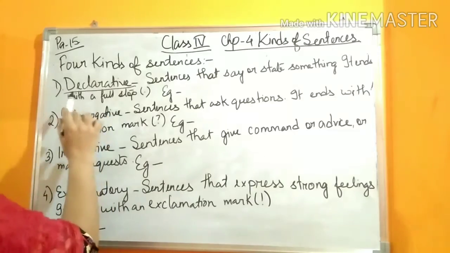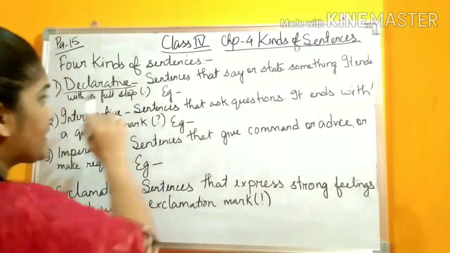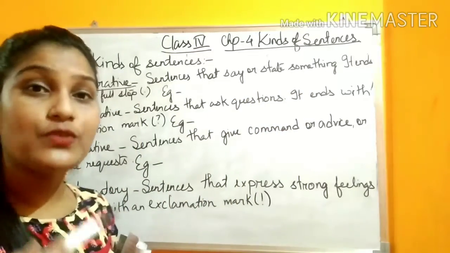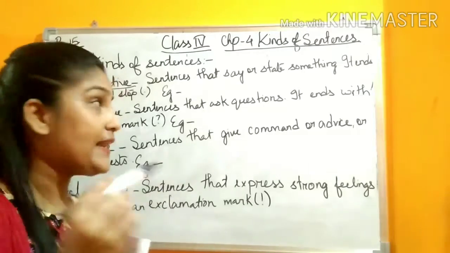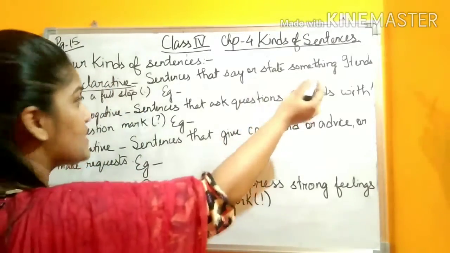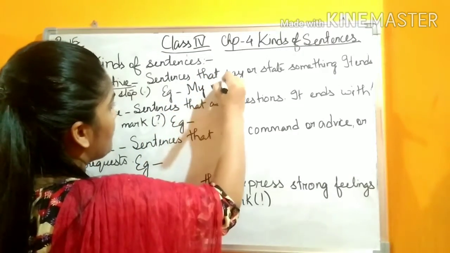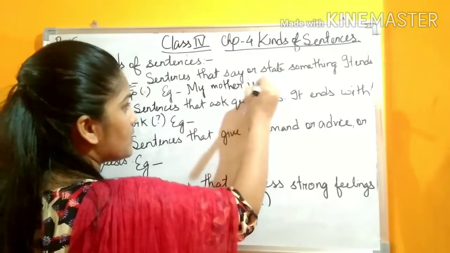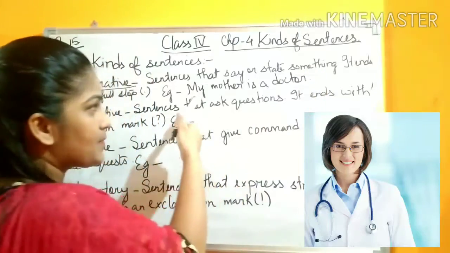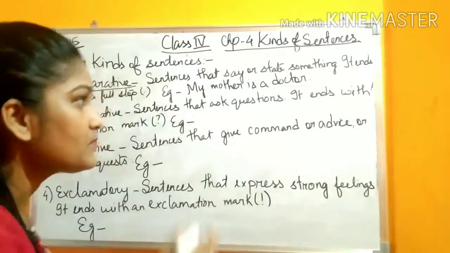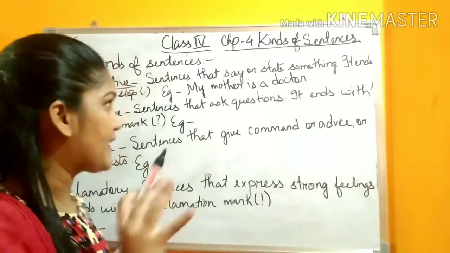First one, declarative. Declarative sentences are what? Sentences that say or state something are called declarative sentences. So when you say something or state something, the flower is beautiful. That is a declarative sentence. It always ends with a full stop. For example, my mother is a doctor. You are stating something. My mother is what? A doctor. So this is a declarative sentence. When you say something, that can be considered as declarative.